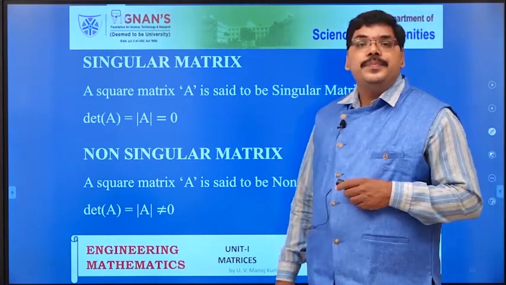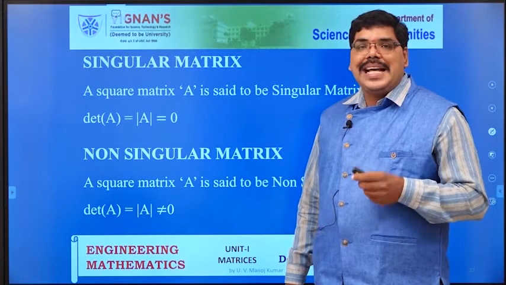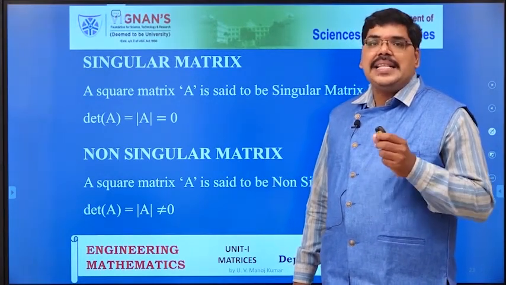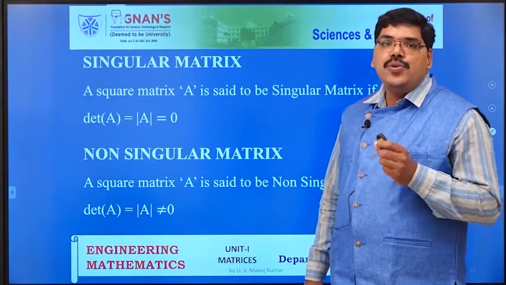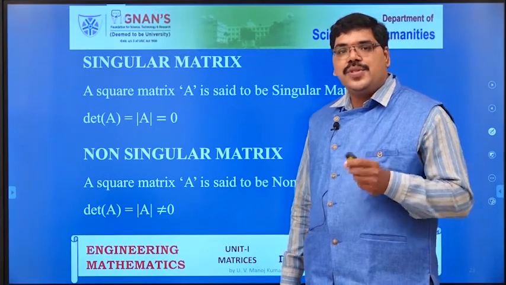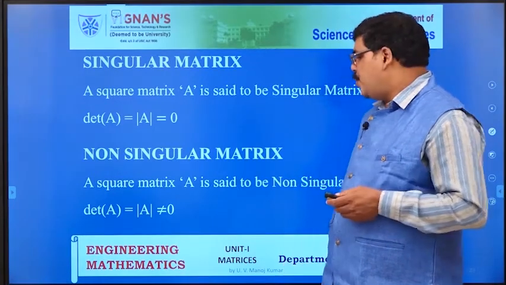Based on the determinant, we can classify the matrices as singular matrix and non-singular matrix. A singular matrix is a matrix whose determinant is 0, and a non-singular matrix is a matrix whose determinant is not equal to 0.